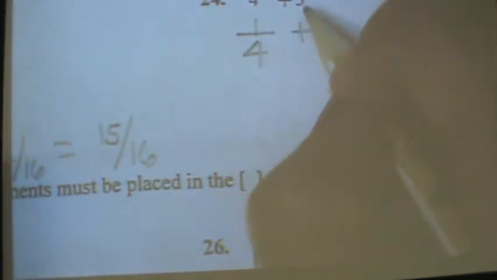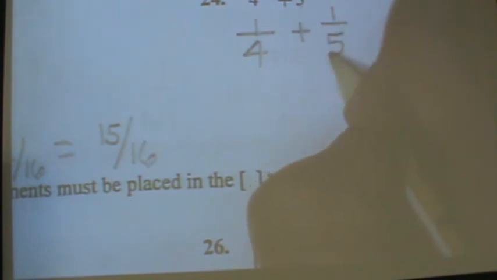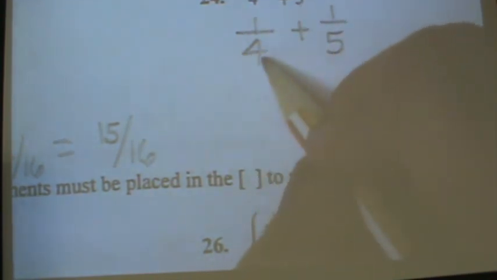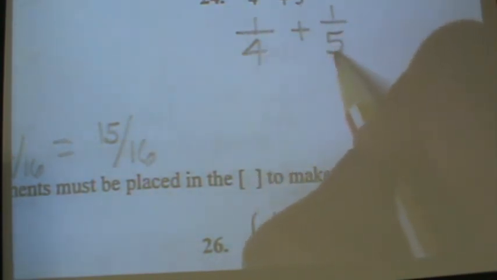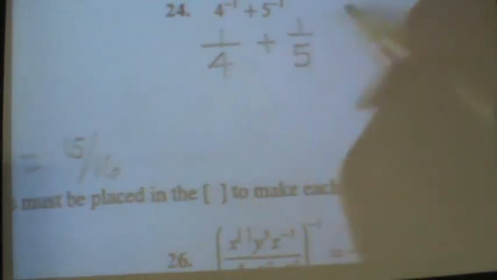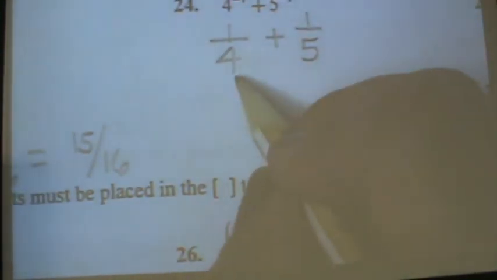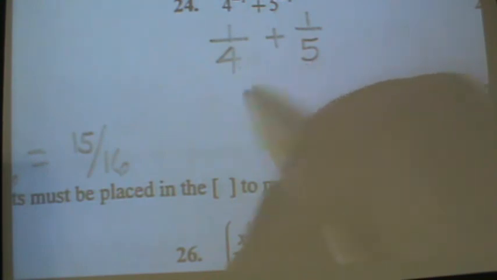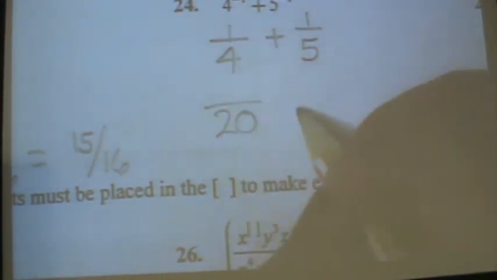And this last one, 4 to the negative 1 power plus 5 to the negative 1 power. 4 to the negative 1 power is 1/4. 5 to the negative 1 power is 1/5. So the common denominator between 4 and 5 is 20. Because if you do multiples of 4, 4, 8, 12, 16, 20, 5, 10, 15, 20, 20 is the first common multiple.